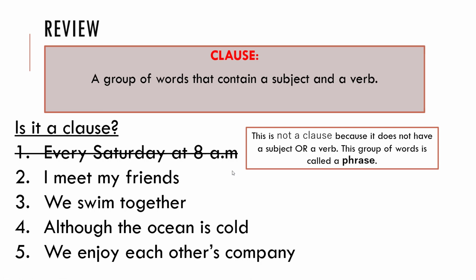I don't know what happens. I don't know what the action is. There's also no subject in this sentence. There's no noun that is doing something. So this group of words is called a phrase. It's a group of words, but it doesn't have a subject and a verb. Instead, this is acting like an adverb phrase. All of these other sentences have a subject, like I, and a verb, like meet.